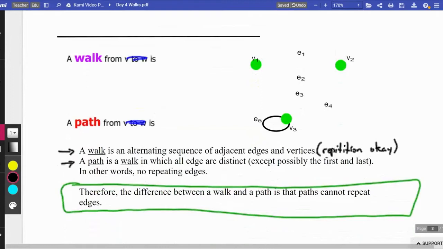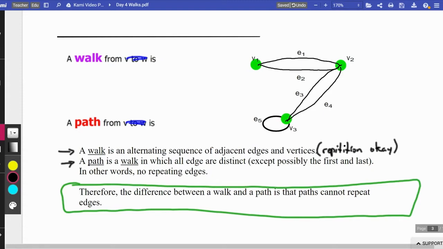All right, so let's say we got some vertices. Edge 1 is up there. Edge 2 is another bubble. Looks like edge 3 and 4 are going to be doing the same things. That's edge 3, and this is edge 4. And then edge 5 is a loop that's on 3. Anyway, a walk is just any alternating sequence of adjacent edges and vertices.